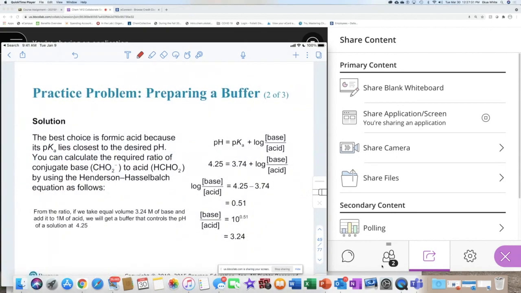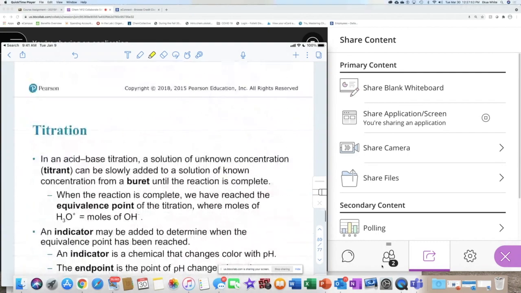Oh yeah, there. Sorry, let me highlight. The best choice is formic acid because the pKa lies closest to the desired pH. Right. But for us to make sure we get the solution maintained at that exact pH, it matters what the ratio of the acid and the base is. And so that's how they work it out to say that this must be the ratio. I won't go into all that stuff.